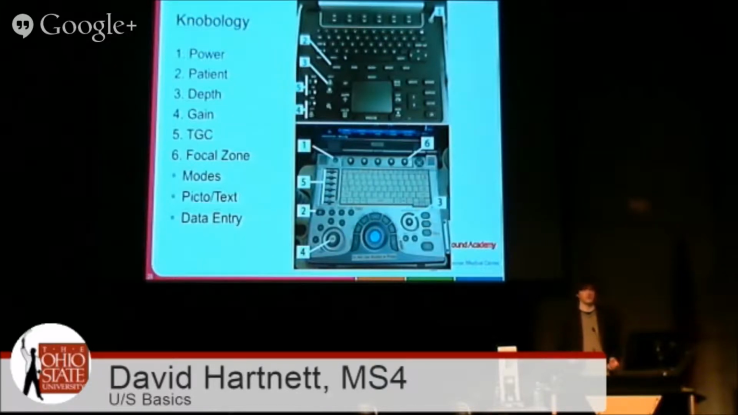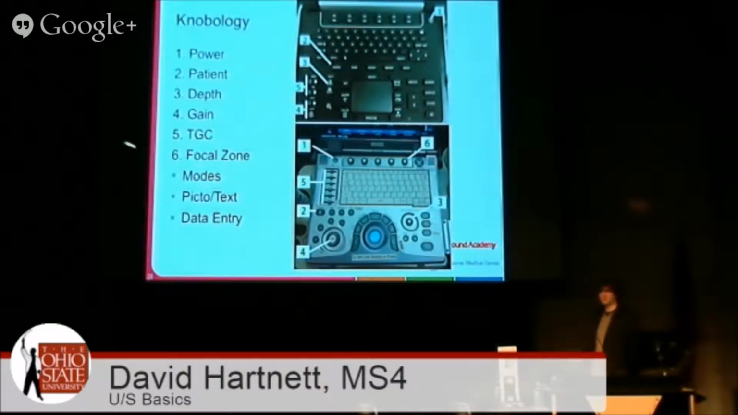Everything on the screen is going to get brighter with more gain, and darker with less gain. It's kind of like the volume of the sound. Also, on some machines there are sliders that can adjust the gain at various levels of the screen. These are a little bit more advanced things. There's a focal zone, which can be adjusted. We'll talk about that in a second.